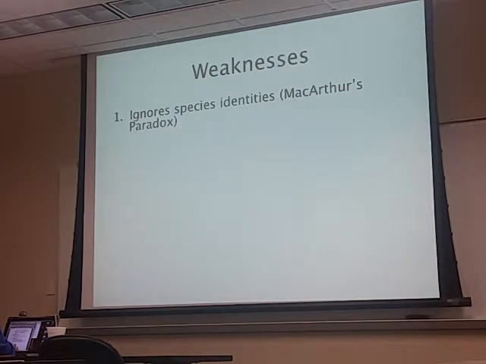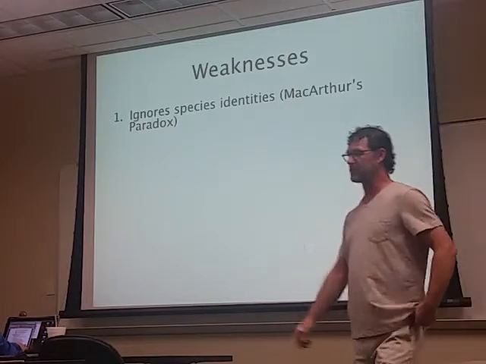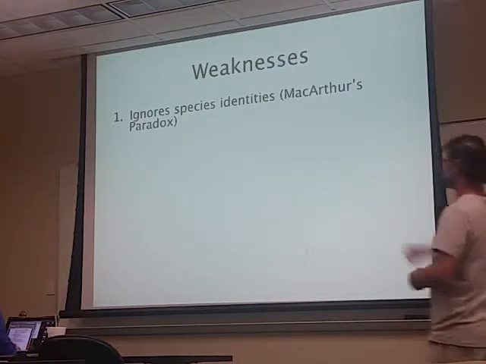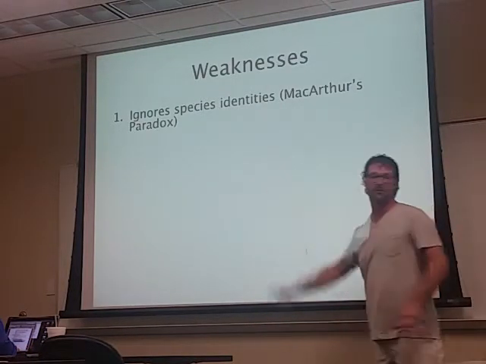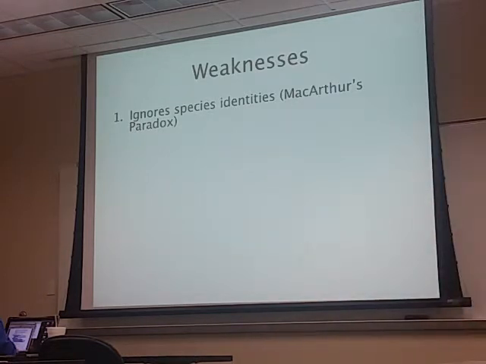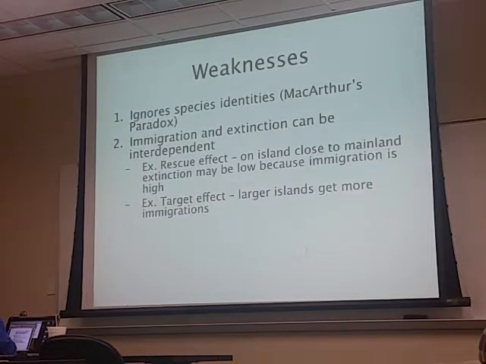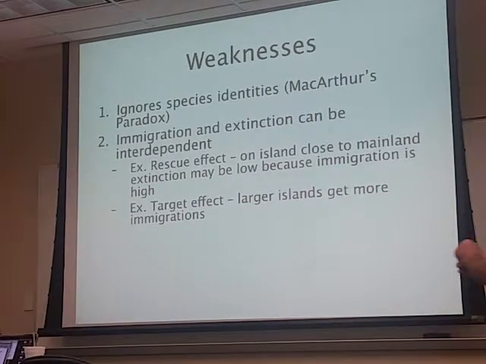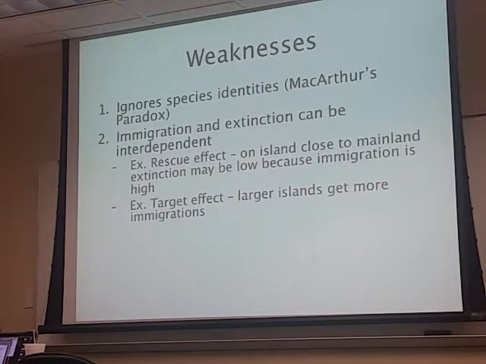So one of the first weaknesses we're starting to get into right here is that it ignores species identities. This has been called MacArthur's paradox. It's just looking at species richness. It's not looking at birds versus lizards. It's not looking within birds as to what their flight abilities are. So species identities actually matter when we start to get to the nitty-gritty of the details of this model. And then it's the intermediary cases. So immigration and extinction can be interdependent, as we've kind of alluded to here.